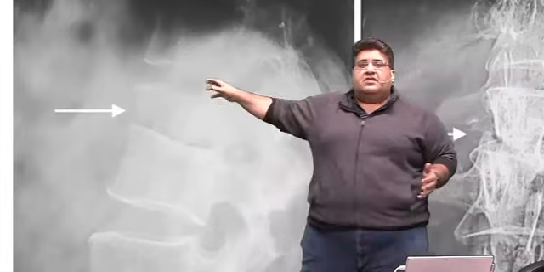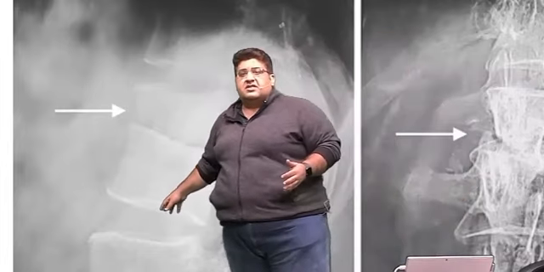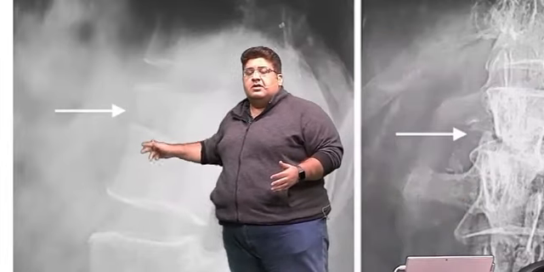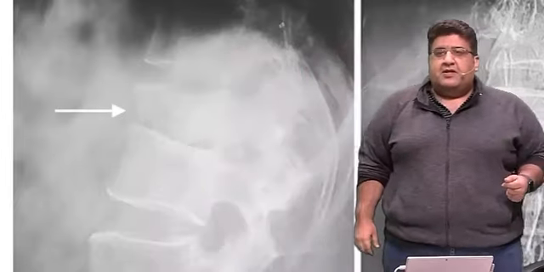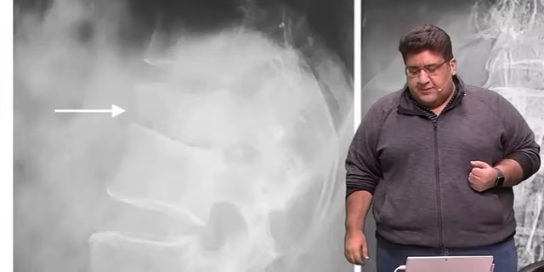So you can see a disc space here. You can see a reduction of the disc space. So the first X-ray sign of Pott's spine is reduction of the disc space.